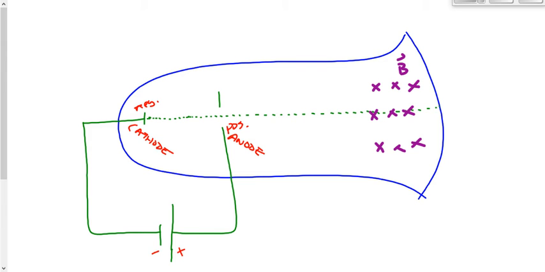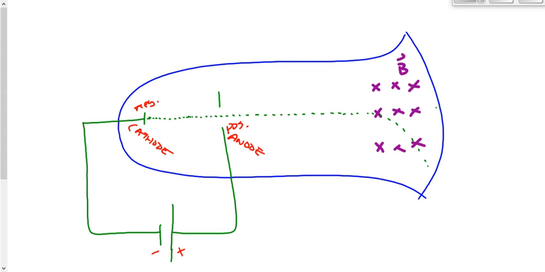Yeah, they're going to experience a deflection force downwards, right? Thumb in the direction of the particles, fingers field, palm points downwards. Now remember, we're working backwards here, right? Thomson, when he was doing this experiment, didn't say, oh, these particles should deflect downwards because of this magnetic field. Thomson introduced the magnetic field and noticed that the particles were deflected downwards.